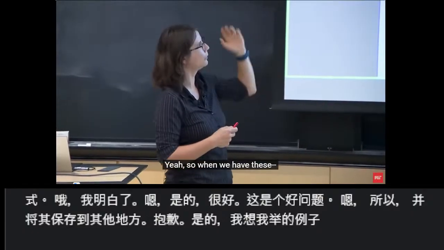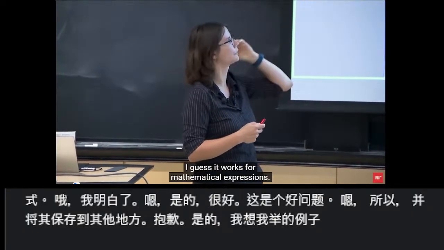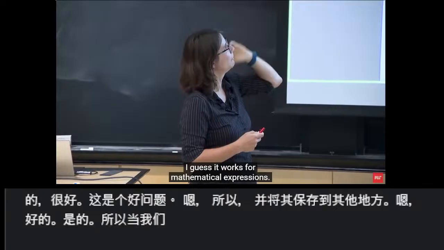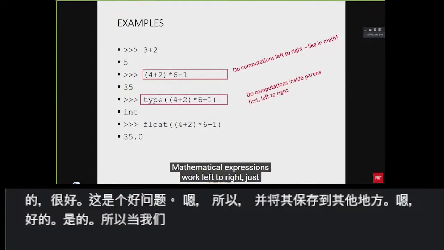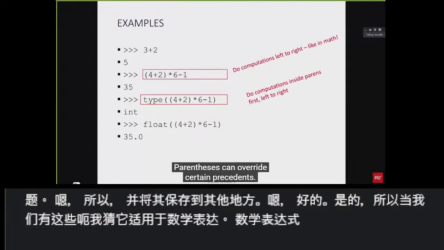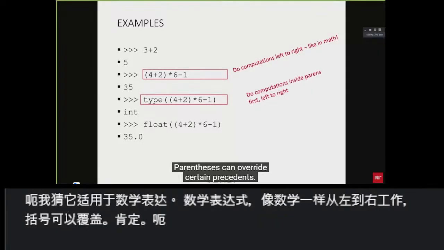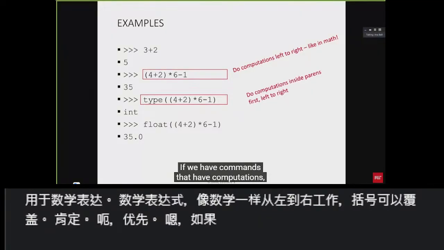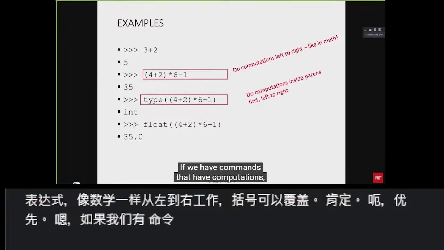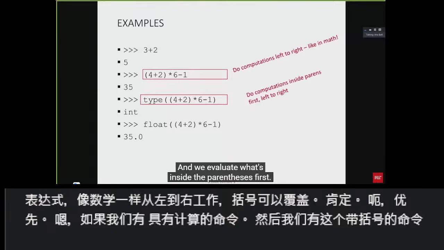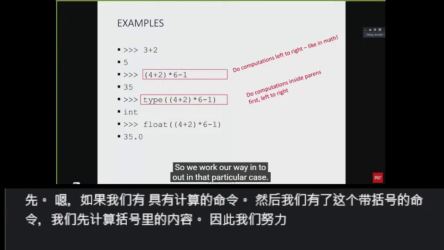Okay, yeah. So when we have these, I guess it works for mathematical expressions. Mathematical expressions work left to right, just like in math. Parentheses can override certain precedence. If we have commands that have computations, then we have this command with the parentheses, and we evaluate what's inside the parentheses first. So we work our way in to out in that particular case.